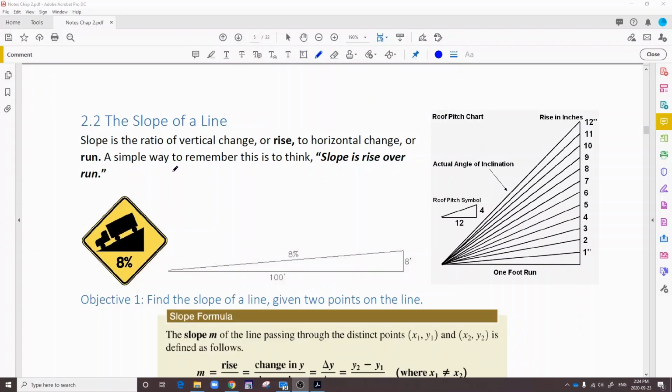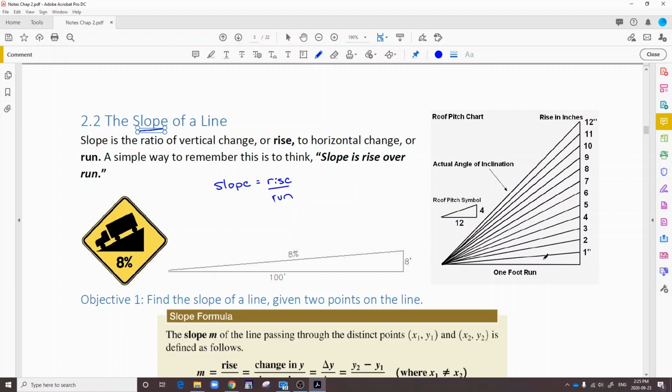Moving on from 2.1, where we introduced what an equation of a line looks like, how to find the x-intercept and the y-intercept and any other point in order to be able to graph the line. Another really important feature of a line is the slope. The slope is the ratio of the vertical change, or rise, to the horizontal change, or run. So slope equals rise over run.